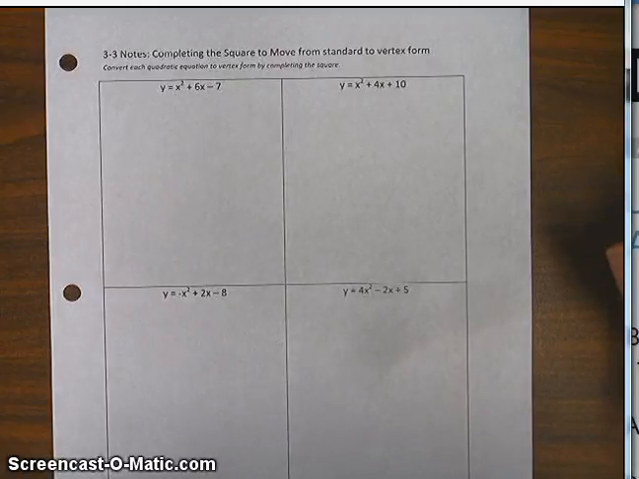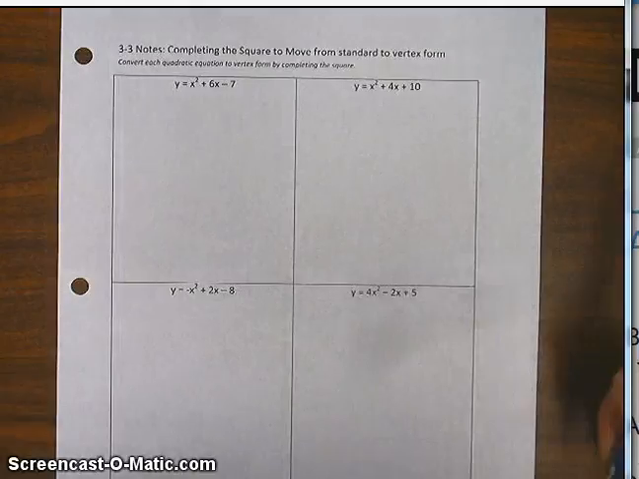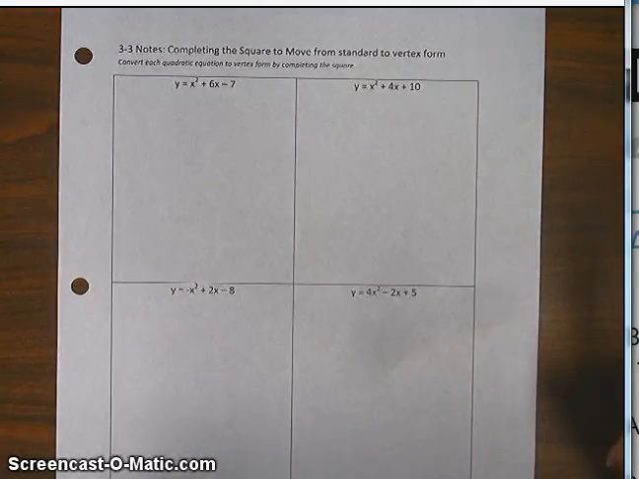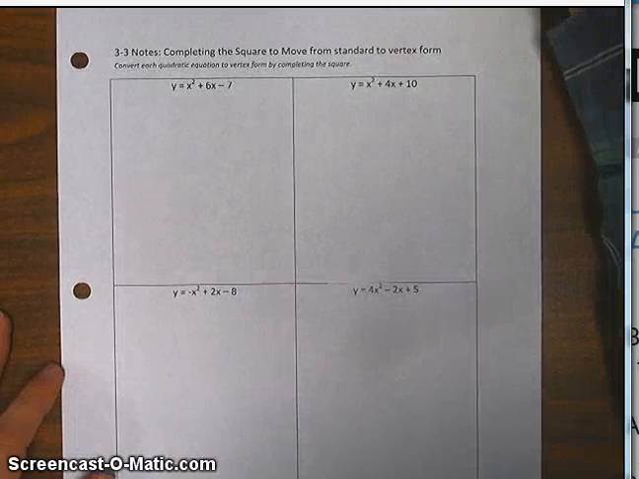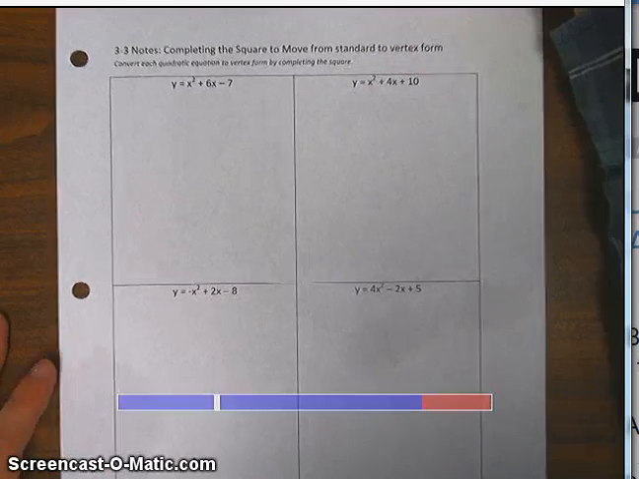Last class we were talking about how to write quadratic equations from data. Now I'm going to show you how to take that equation that we wrote, looks like these four things, and how to write them in vertex form so that we can start identifying key attributes about these functions here.